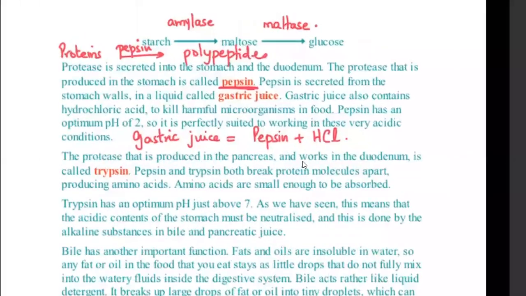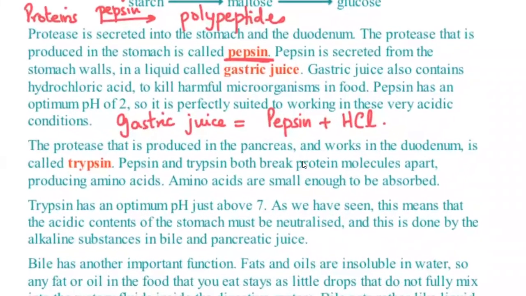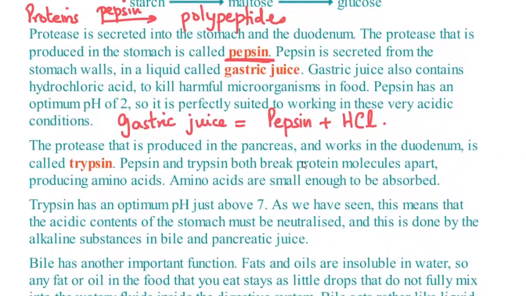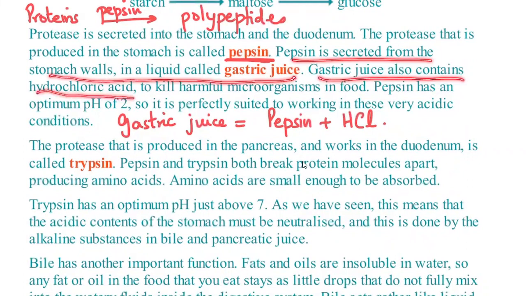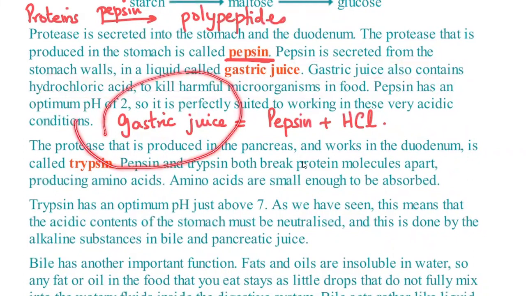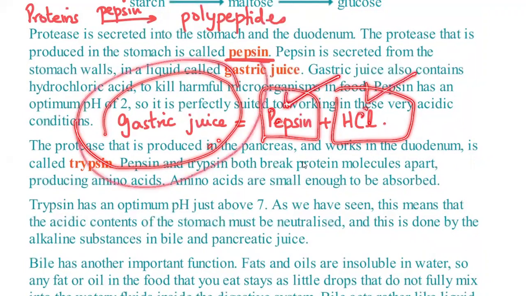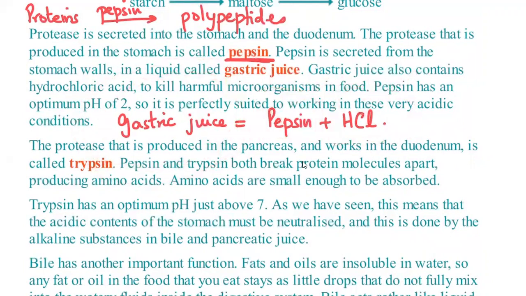Yes, this is what we read. I found it. It says, I'm reading from here, pepsin is an enzyme secreted from the stomach walls in a liquid called the gastric juice. And the gastric juice also contains HCl to kill harmful microorganisms. So if we use the word gastric juice, it means it's a juice which is a combination of the enzyme and HCl. Both these are produced by the cells of the stomach, and together they make up what is known as the gastric juice. So this concept should also be clear.